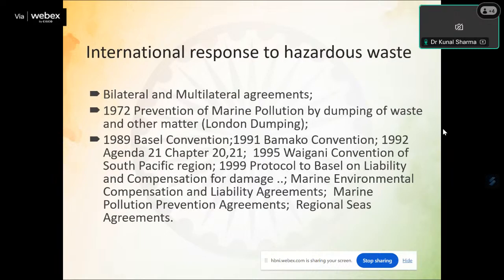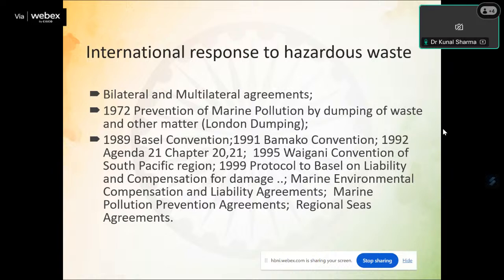So, the international response to hazardous waste. You can easily understand that in this era, we are using a number of chemicals per day. And for production, for industries also, we have a number of chemicals. So after 10 years or 20 years, when the lifespan of any chemical or product is finished, how to mitigate it, how to focus on all these things comes into the picture. So this is much required. In response, we have bilateral and multilateral agreements.